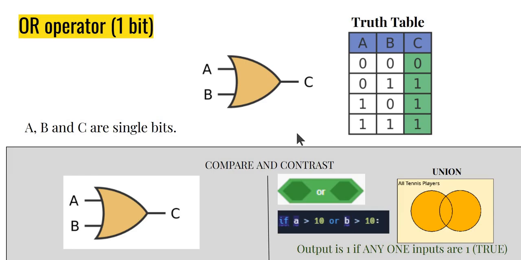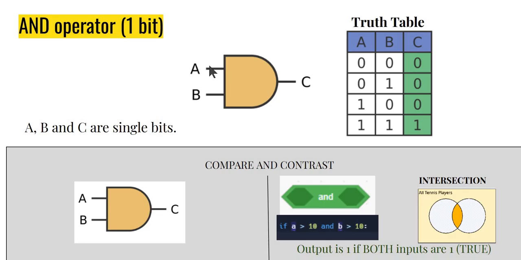The important point to keep in mind is that if any one of these is 1, then the output will be a 1. In fact, on that note, in an AND gate, if any one of these is 0, the output will be 0. It doesn't matter what the other value is.